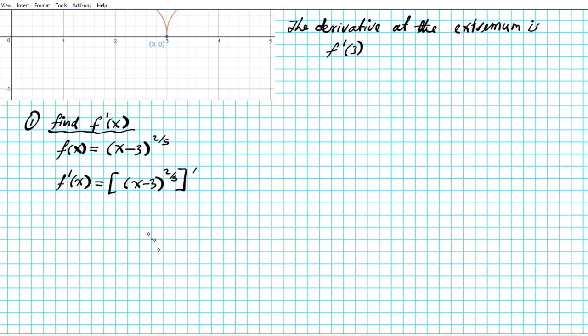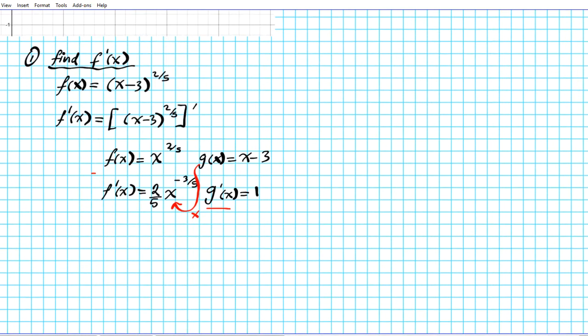Alright, so let's break it up. Inner and outer function. Let's call the outer function f of x. The outer function is x to the 2/5. And then the inner function, let's call that g, and it's the linear binomial x minus 3. When you differentiate the outer function, f prime of x, use the power rule. You have 2/5 x to the 2/5 minus 5/5. 2/5 minus 5/5, or minus 1, is negative 3/5. G prime of x is the derivative of x minus 3, which is just 1. So what we're going to do is take g and plug it into the derivative of the outer and multiply the answer by the derivative of the inner. That is the chain rule.